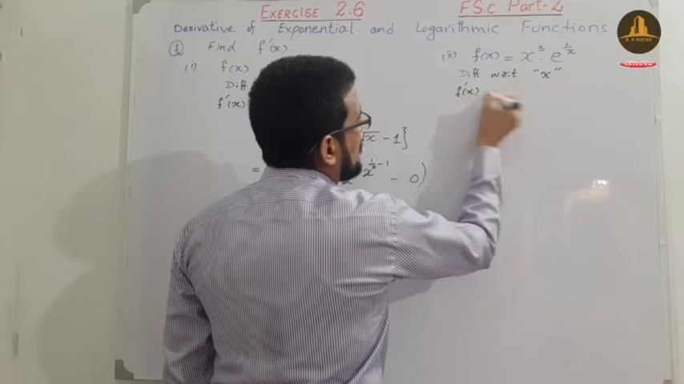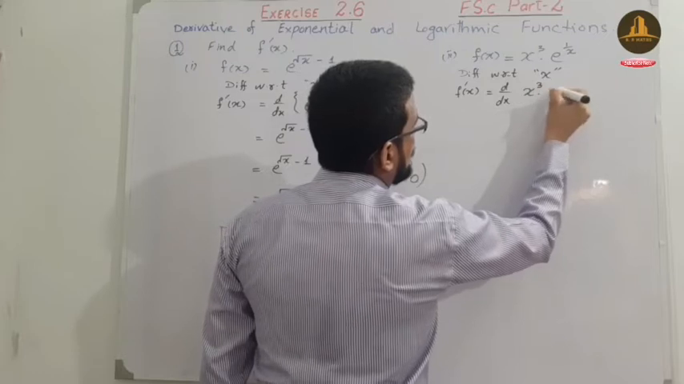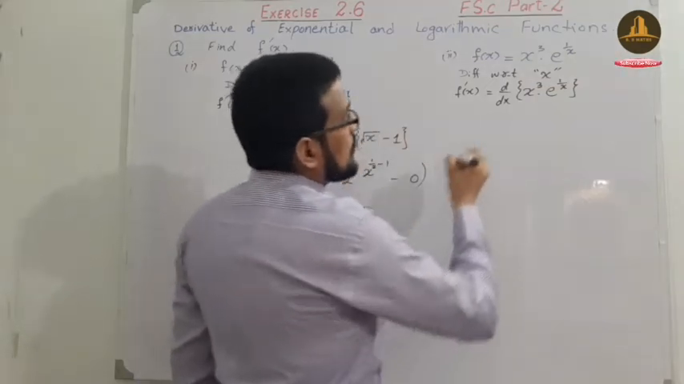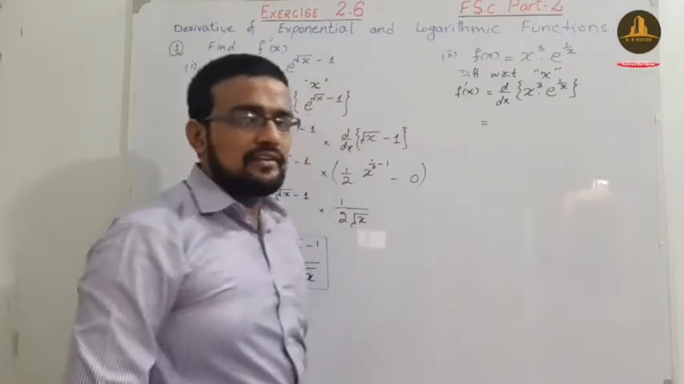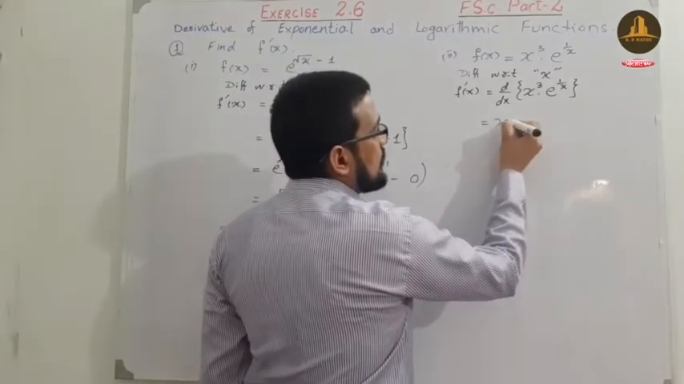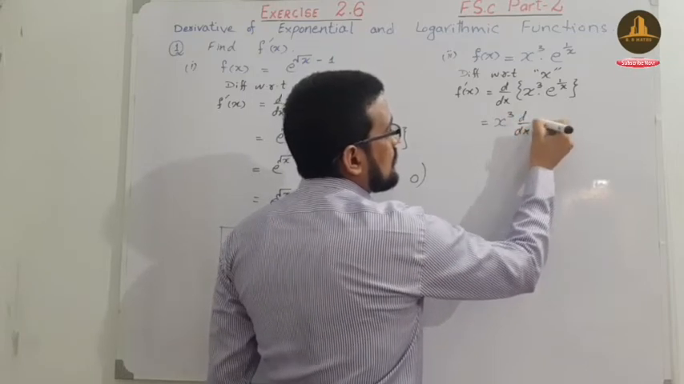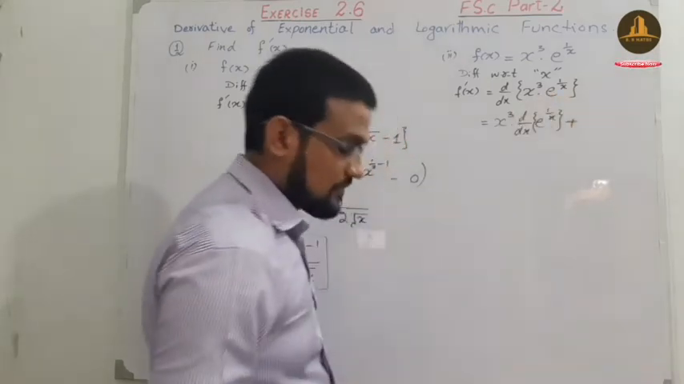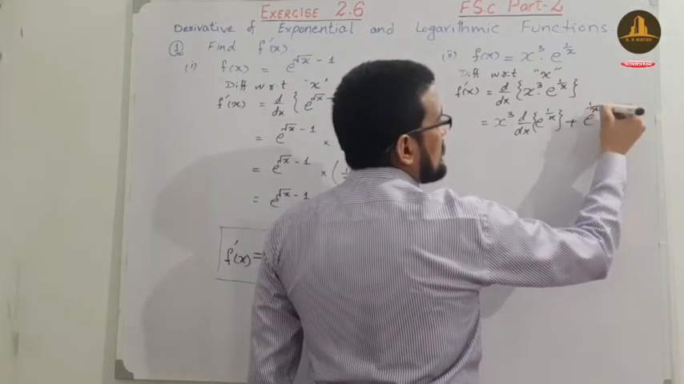f prime of x is d/dx of x raised to power 3 and e raised to power 1 over x. Here, by using the product rule, the derivative of the first term, second as it is, plus the derivative of the second term, first as it is. Okay students, we already discussed this in the previous lecture. Plus, the derivative of x cube and e raised to power 1 by x as it is.